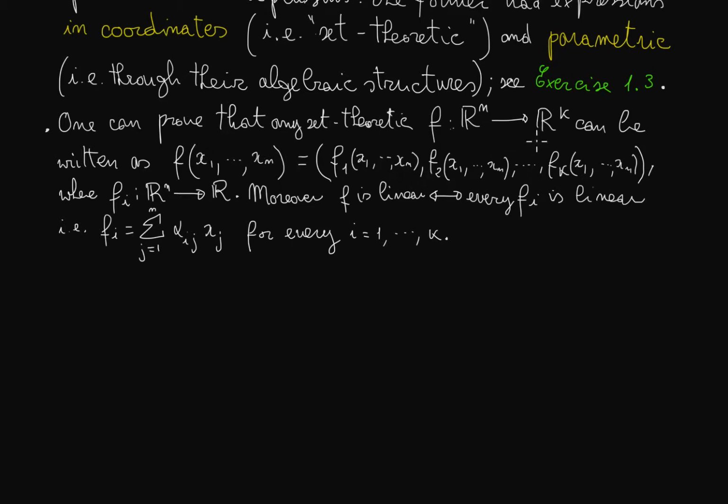It has to contain k real numbers, since the codomain is R^k, so we need k real-valued functions f1 through fk. Moreover, f is linear if and only if every fi is linear. For a real-valued map, being linear means that the image of a generic point in the domain is a linear combination, with certain coefficients, of the variables, and this must hold for every component of f, from f1 through fk.